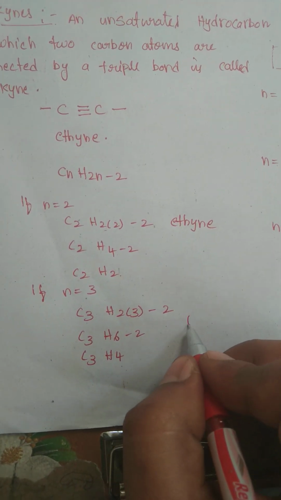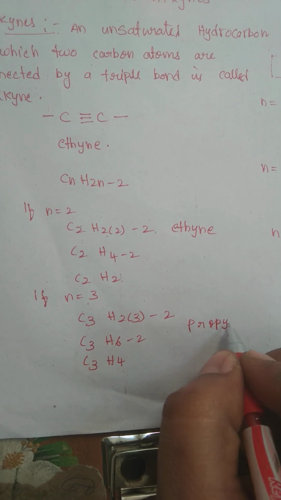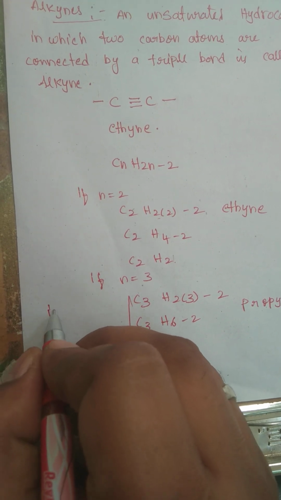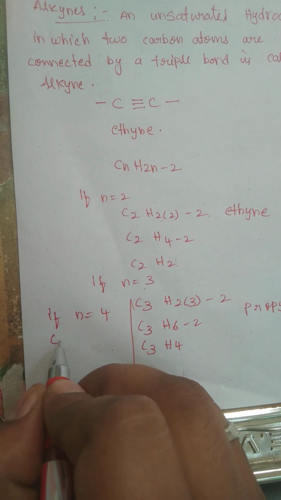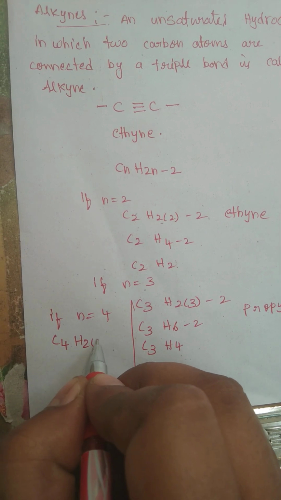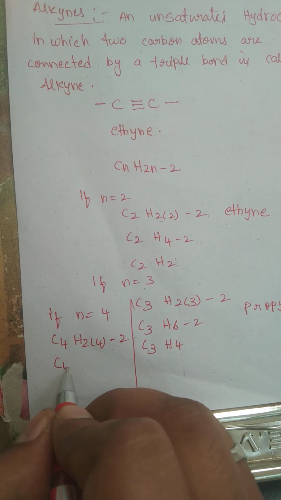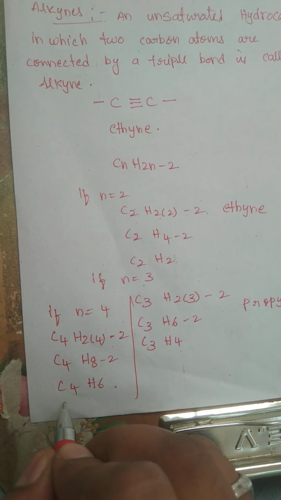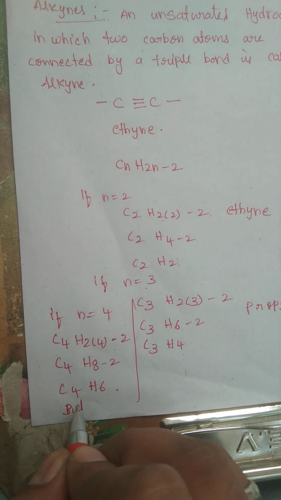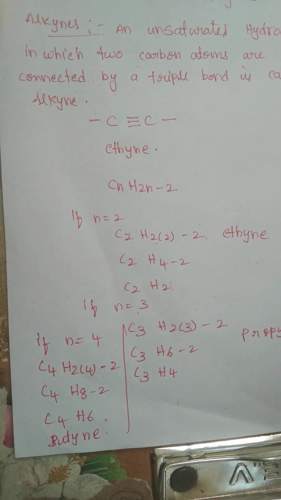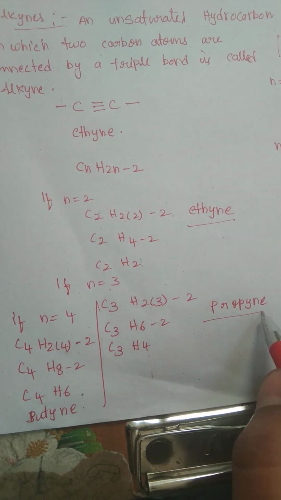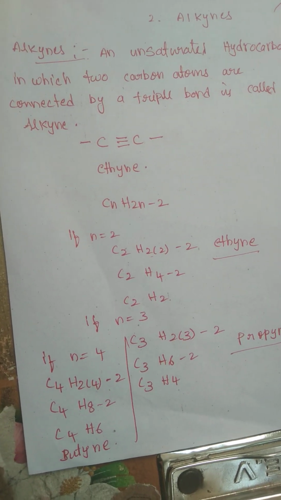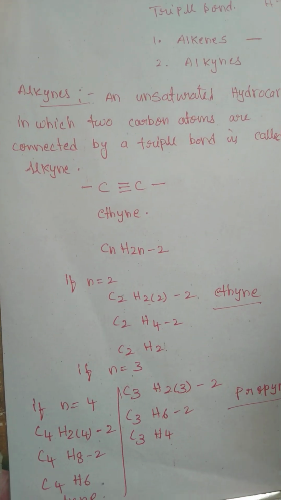This is called propyne. Suppose n equals 4: C4H2 into 4 minus 2, C4H(8-2), C4H6. This is called butyne. So ethyne, propyne, butyne are the unsaturated hydrocarbons which contain a triple bond between the two carbon atoms.